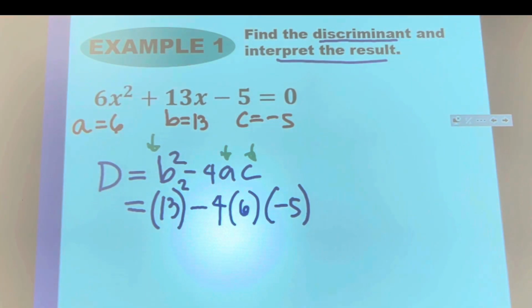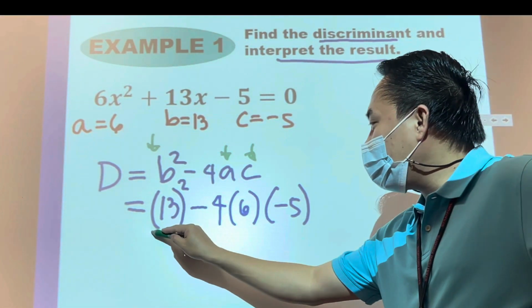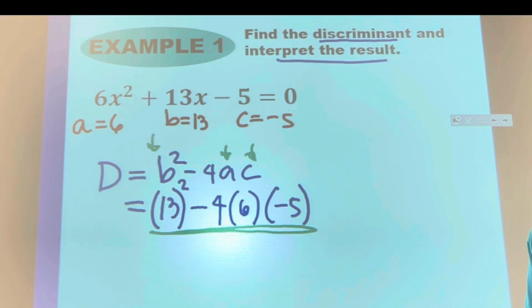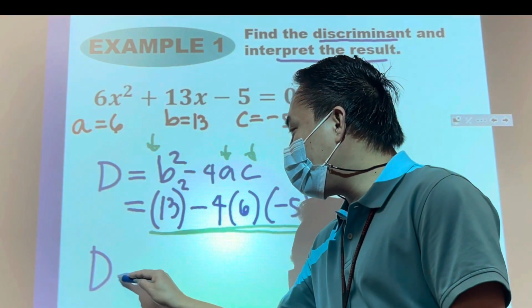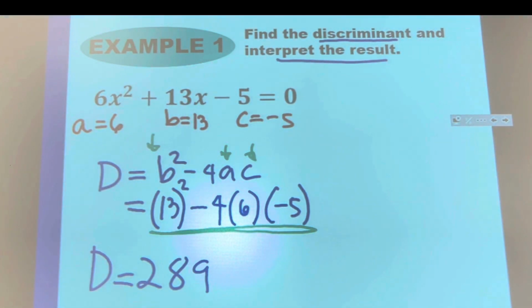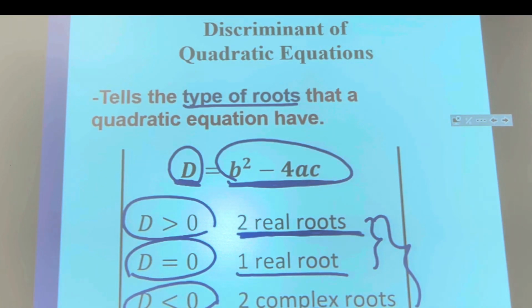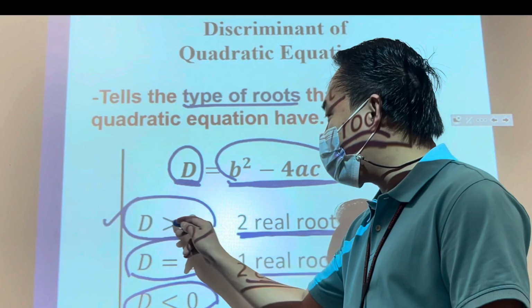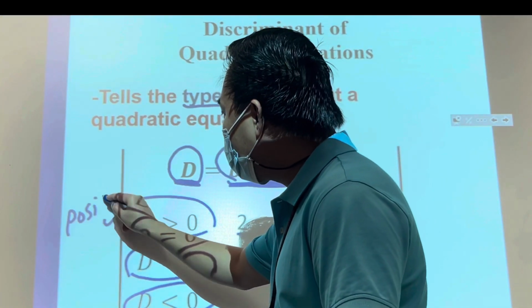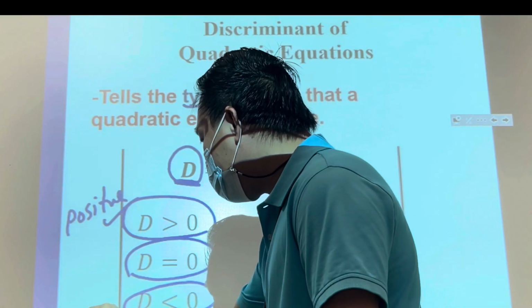Desmos will help you give the answer. Just put this in your Desmos calculator. Come on, everybody, open your Desmos and give me the value of D. What is now the value of D? 289. D is 289. Now you have to choose which case this is, first, second, or third. It's definitely the first because it's greater than 0. Greater than 0 means positive. Less than 0 means negative number.